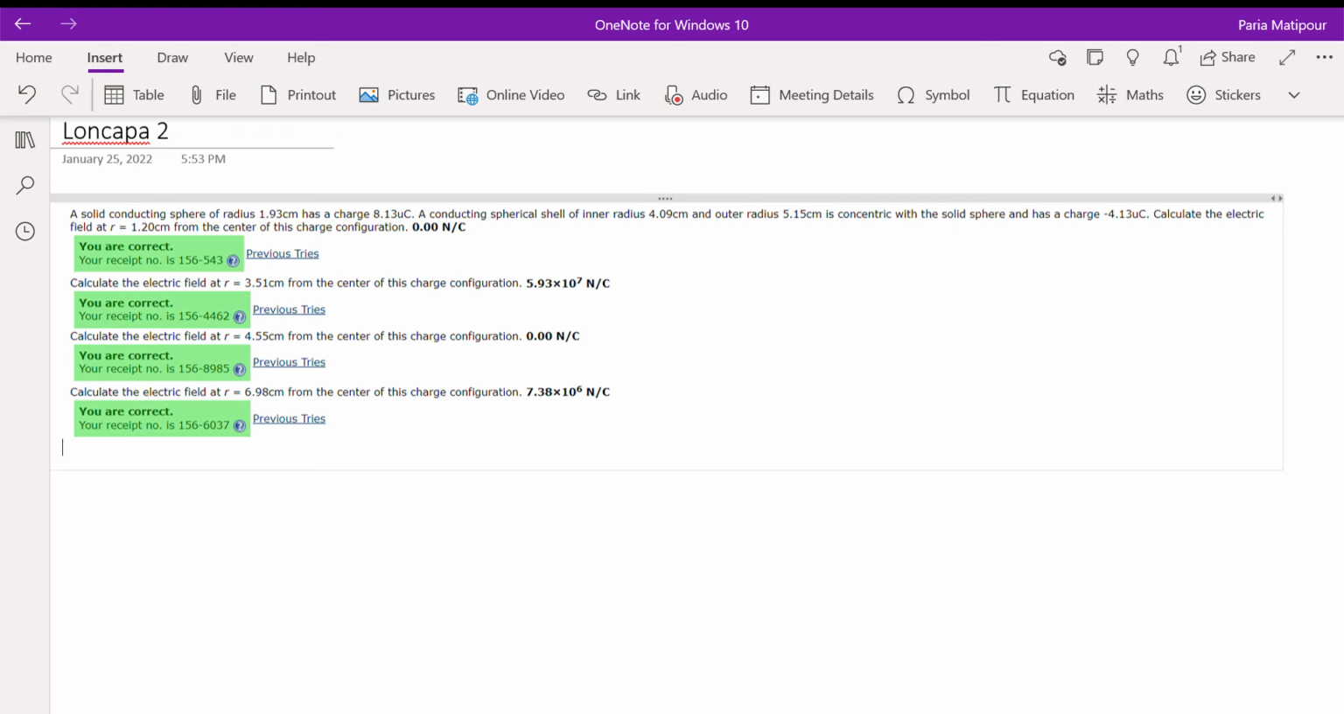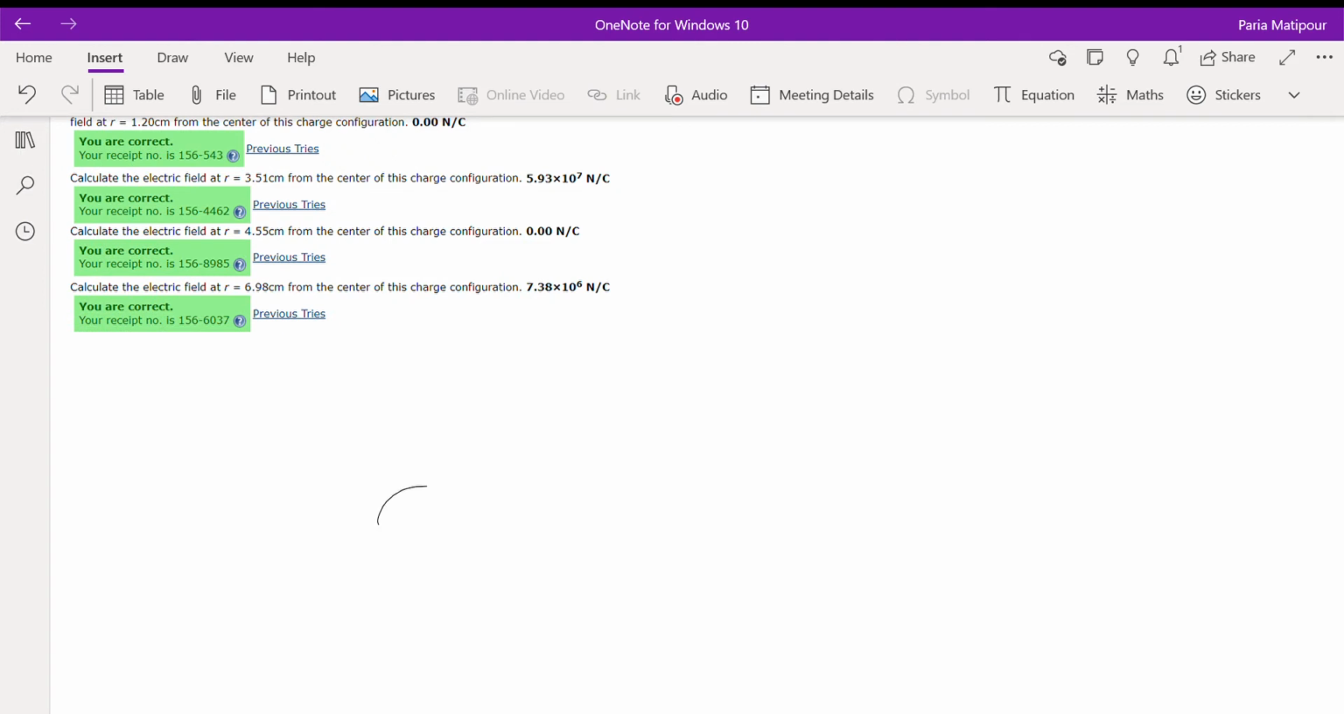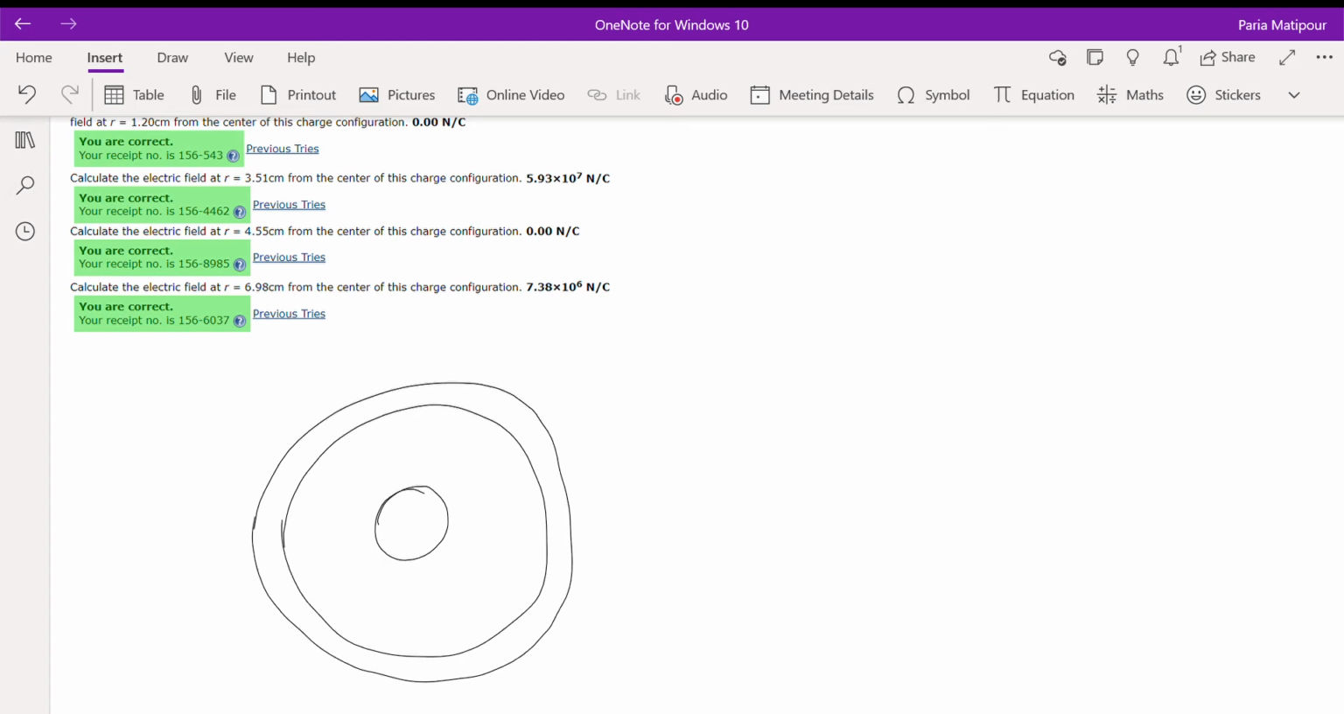Okay, so basically what the question is saying is that we have a sphere and we have a spherical shell. And these two are both conducting. So this one is R1, this one is R2, and this one is R3. Inside anything that is conductive, E is equal to 0. So let's just say r. If r is smaller than R1, then E is equal to 0.